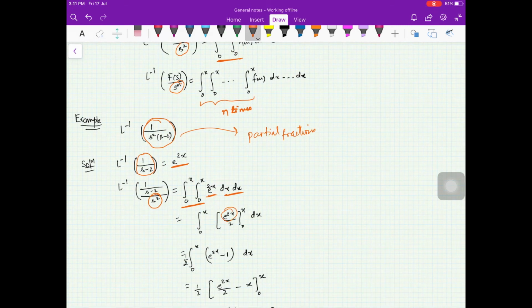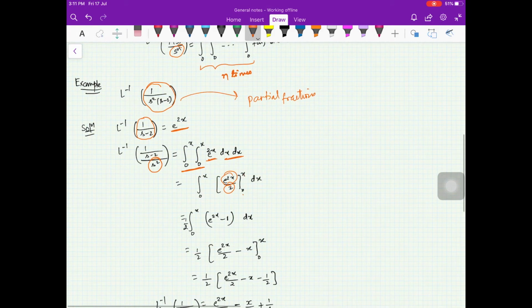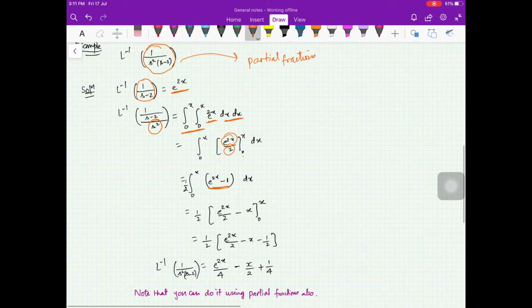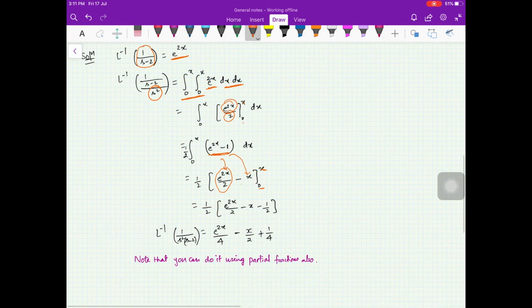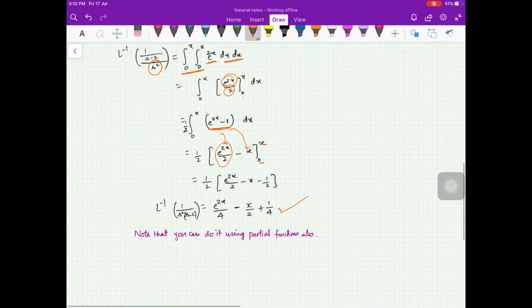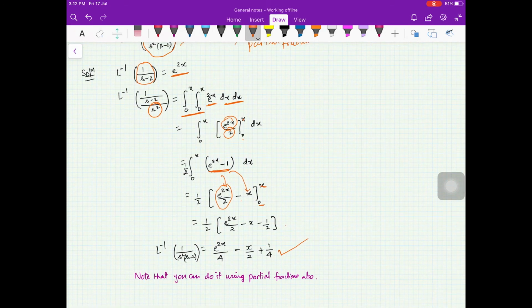So this is equal to e raised to power 2x upon 2, from 0 to x. Then you just put x and 0, so you get e raised to power 2x minus 1, and you integrate it, so you get e raised to power 2x upon 2 minus x, and again the limits are 0 to x. Now you put the values, so this is your answer. So these are the properties which you can use for Laplace inverse transformation.